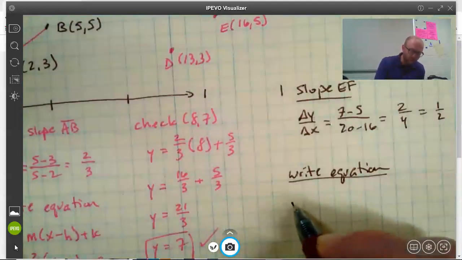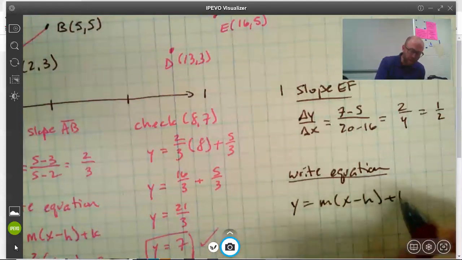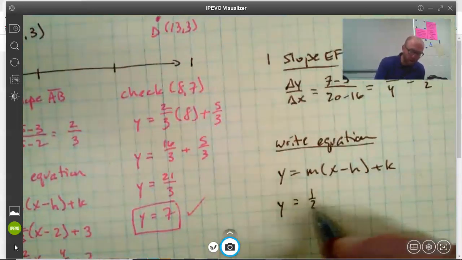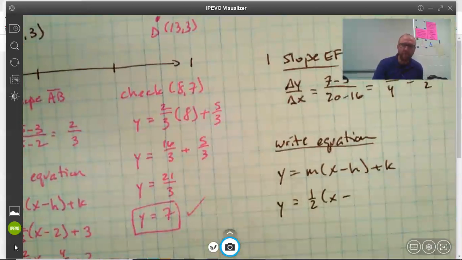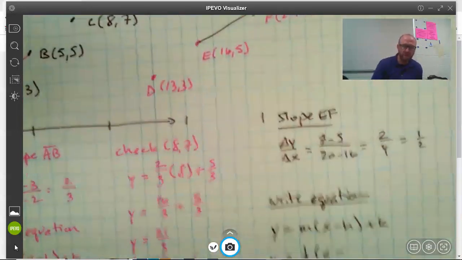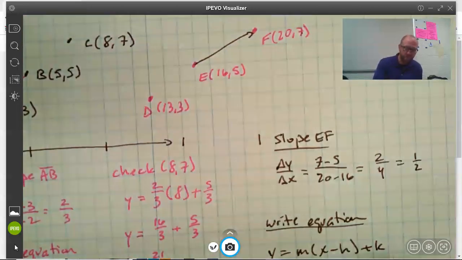So our equation will be y equals m(x minus h) plus k. Y equals, our slope is 1/2, times x minus, let's pick, I don't know, E, x minus 16 plus 5.